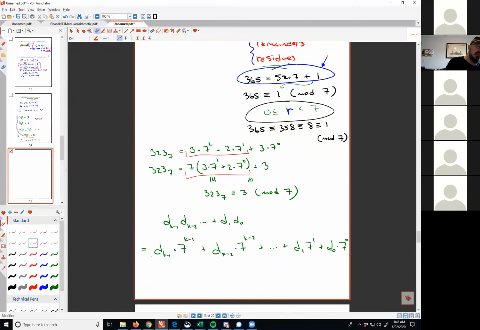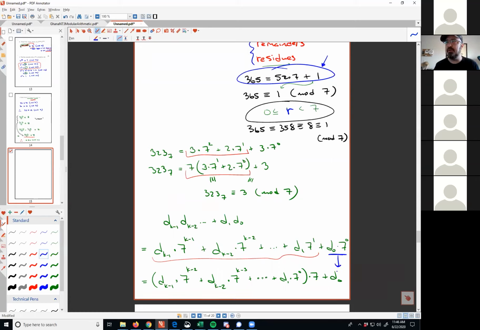But most of these are multiples of 7. So we can rewrite this as... that part winds up being all that we care about to determine the remainder when we divide by 7.